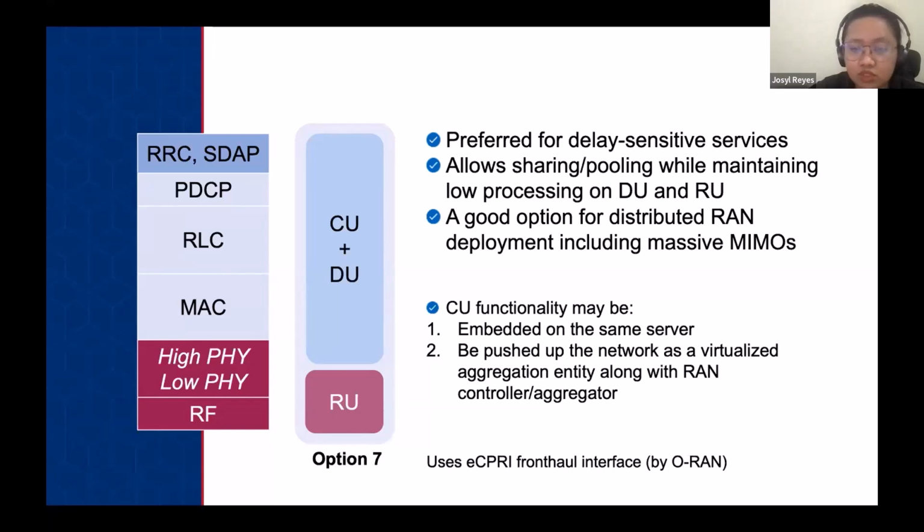Okay, so the CU functionality may be embedded on the same server, or it can be pushed back up to the network as a virtualized aggregation entity along with the RAN controller aggregator. So the takeaway here is where split 7 is. Actually, there are other split options pa, like 7.1 and 7.2. But just an overview first of the functional split. This is option 7.